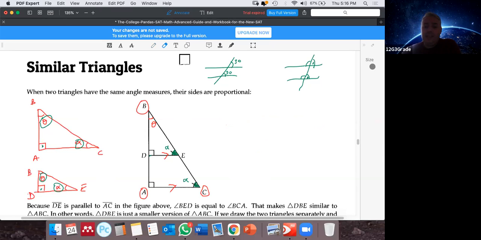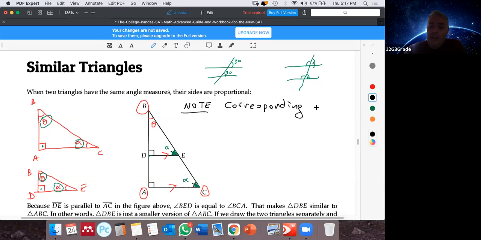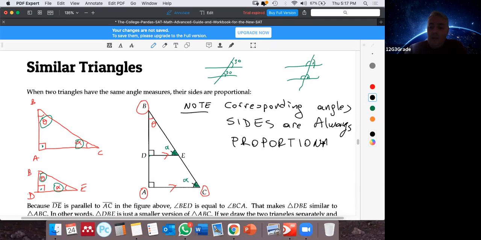The rule is this. Let me write it as a sentence and then I can formalize it. Or we can say, note: corresponding angles, sides are always proportional. Do we know the meaning of this term, proportional?